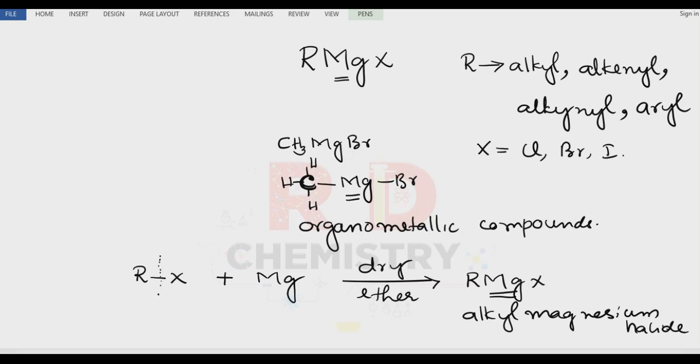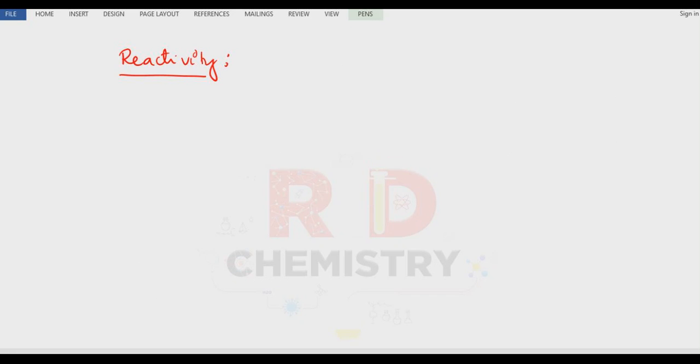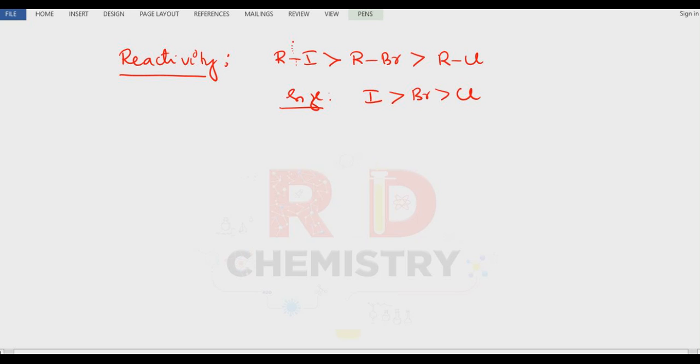Now, what is the order of reactivity of alkyl halides? Alkyl iodides are highly reactive to form Grignard reagent compared to alkyl bromide and compared to alkyl chloride. This is because of the size of the halogen: iodine is larger compared to bromine and chlorine. When the halogen atom is larger, we can easily break the carbon-iodine bond, so magnesium can easily come and sit there and easily form the RMgX compound.